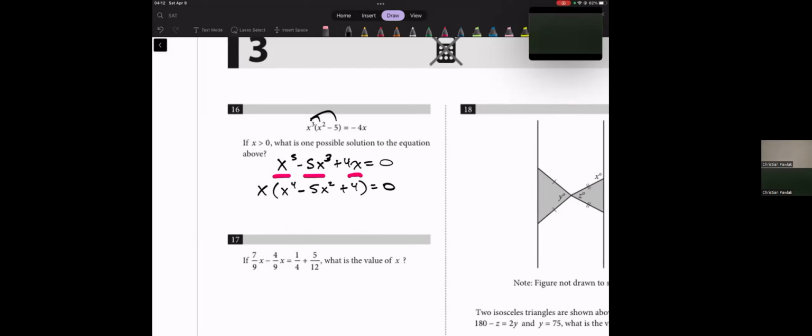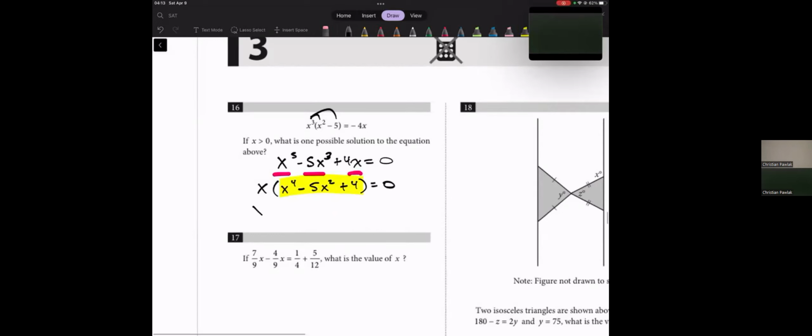I can actually look at this and say, this looks exactly like a quadratic, except all the exponents are double. So I'm going to treat it like a quadratic where all the exponents are doubled. That means this is x squared times x squared. And I have to remember what multiplies to 4 and adds to negative 5. Well, it'd be negative 4 and negative 1.